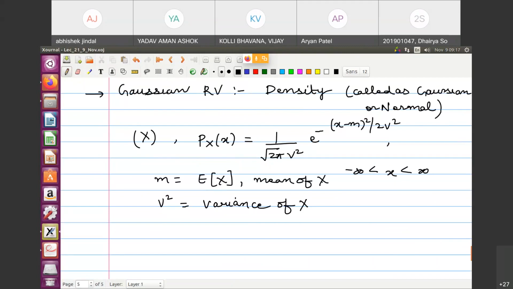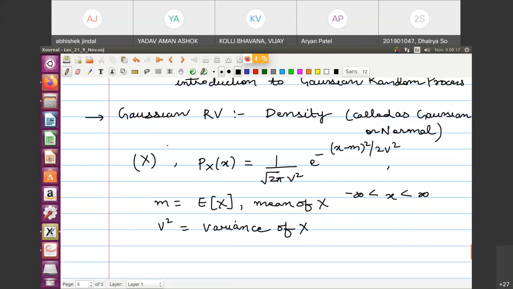So we already know this is the way we express the Gaussian density. This is 1 upon root 2 pi. V square is not inside. Okay, sorry, v square is inside. This is important. Otherwise, it has to be 1 upon v root 2 pi. So this is 1 upon root of 2 pi v square, e raised to minus of x minus m whole square divided by twice of v square. And this x takes values from minus infinity to plus infinity.